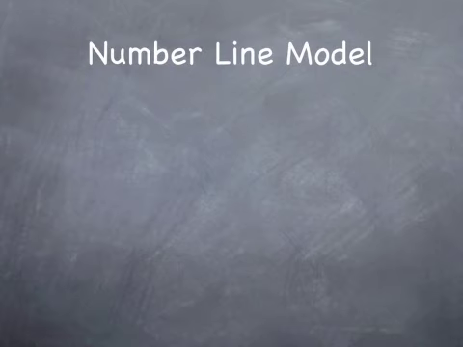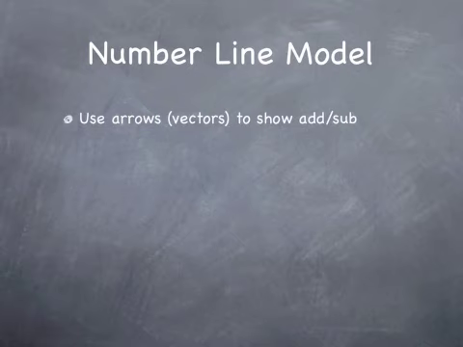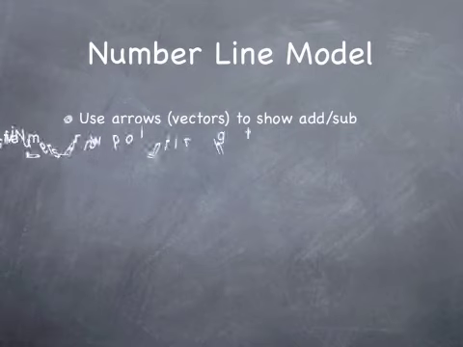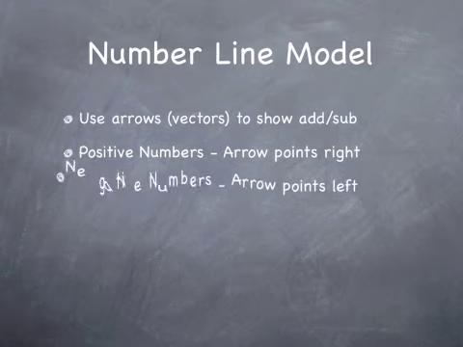So if we use our number line, we can actually add or subtract integers with arrows. And how we use these arrows is, since positive numbers are to the right of 0, positive numbers will have arrows that point to the right. And since negative numbers are to the left of 0, their arrows will point to the left.